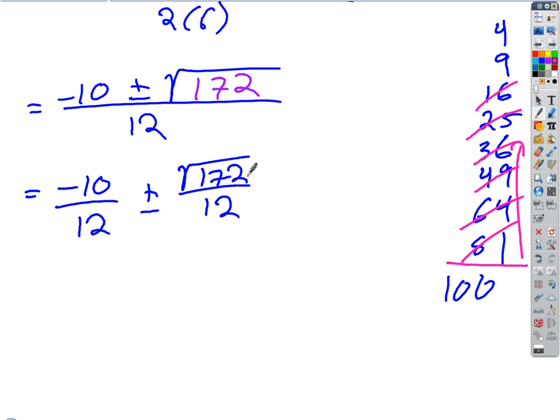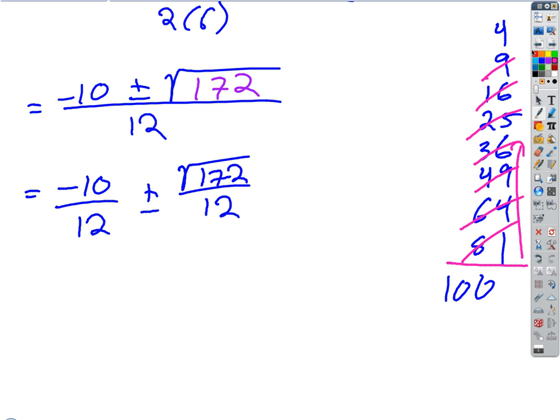Well, 1 plus 7 plus 8 is 10. That's not divisible by 3. 3 doesn't go into 172, so 9 can't, right? Wait, 1 plus 7 plus 2. 1 plus 7 plus 2 is 10, right? If I add those digits up. Oh, what did I say? 8. I don't know what I was thinking. 1 plus 7 plus 2 is 10, right? So, doesn't work. That's off the list.